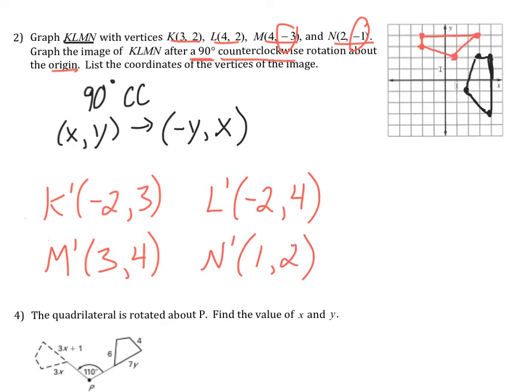And then I'm going to graph my new points, K prime, L prime, M prime, and N prime. And then you can see in my graph that my original figure has rotated 90 degrees to become my new figure, my image.